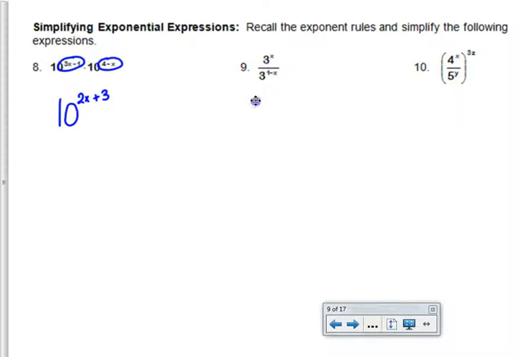In this problem, when we divide bases, we keep the base, but we're supposed to subtract the exponents. But be careful that you're subtracting the entire expression. So x minus the quantity 1 minus x gives me a 2x minus 1 for my exponent. And then on number 10, we have different bases, but when you have a power raised to another power, the rule is we are supposed to multiply them. So 4 to the 3xz power over 5 to the 3yz power.